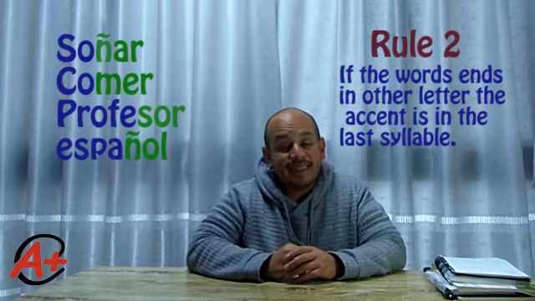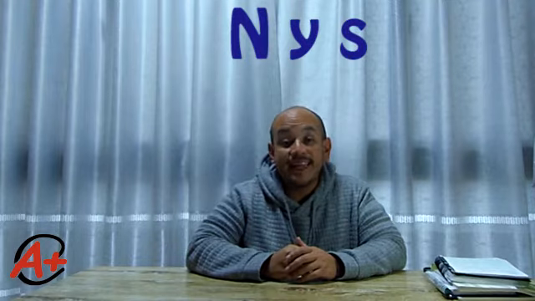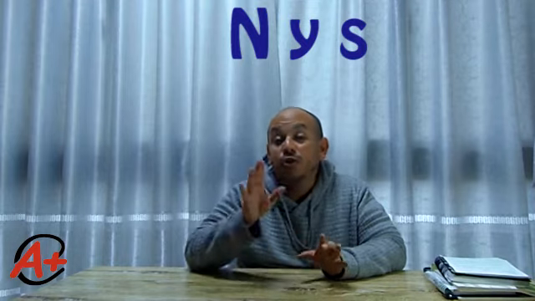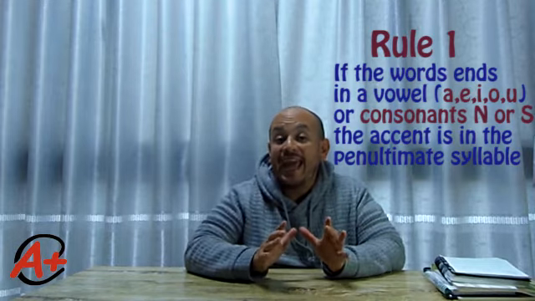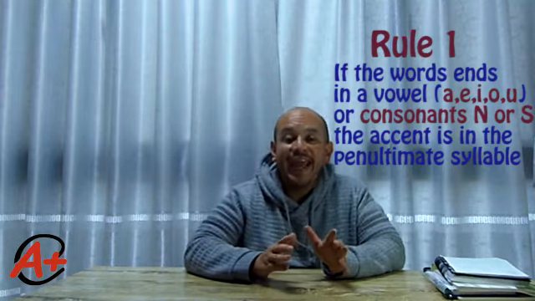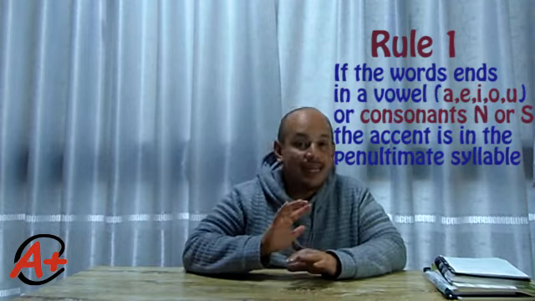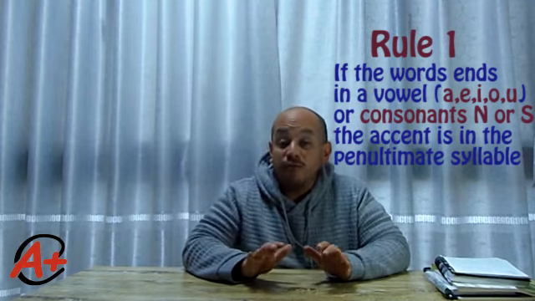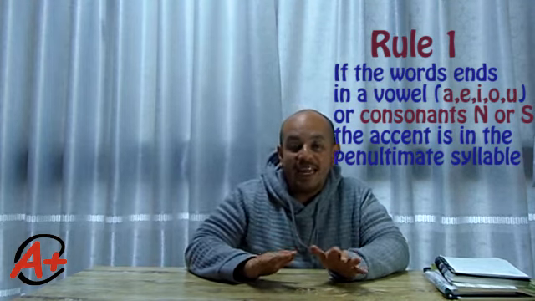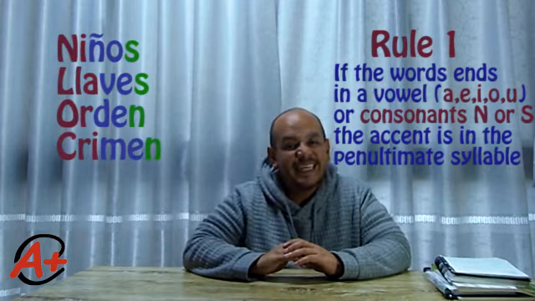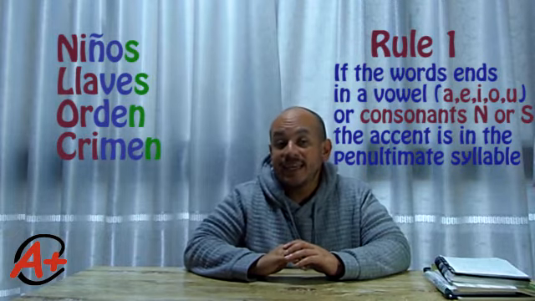Now, in Spanish, there are two letters that are very common, which are the S and the N. So, we have to add these consonants to the vowel group. Now, our first case will be words that end in a vowel or N or S, which will have the accent in the penultimate syllable. Some examples of words which end in N or S could be niños, llaves, orden, crimen.